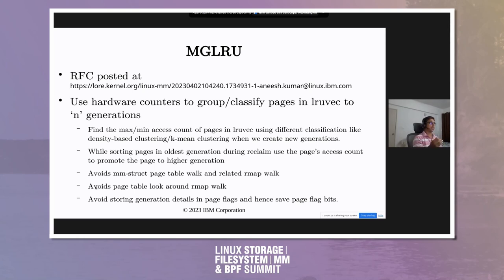So if you have four generations, the range between max and min can be divided into four groups, and a page with access count Y gets placed into one of these four groups or four generations, right? We could also use different mechanisms like k-means clustering, which takes a sample of access counts and creates four clusters. Later, whenever you get a page, you can classify it into one of these clusters. There are effects of using more complex, compute-intensive work in these classifications. I have a slide that goes into what I learned by trying simple classification and complex classification like k-means clustering.